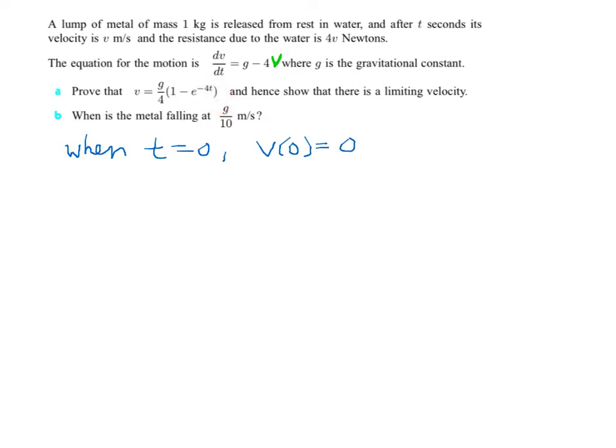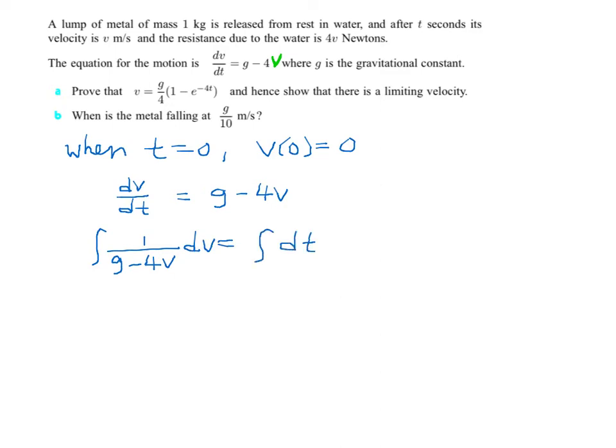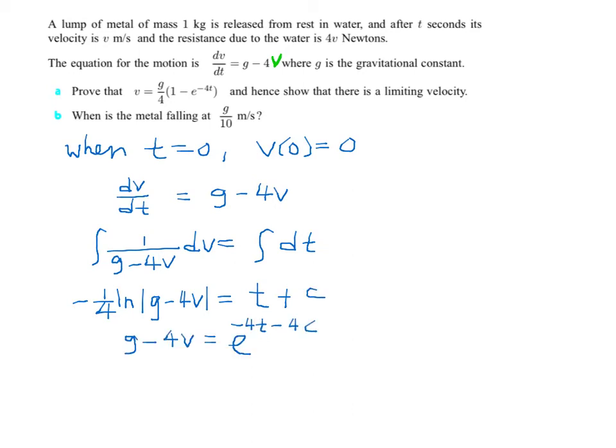Now let's try and do that. You probably recall that this is a separable differential equation. Clearly we can express it like this, dv on this side, and dt on the right hand side. If you perform the integration on both sides, you end up getting -1/4 ln(g minus 4v). Recall that g is actually a constant, but focus on this now. So plus, say, c.